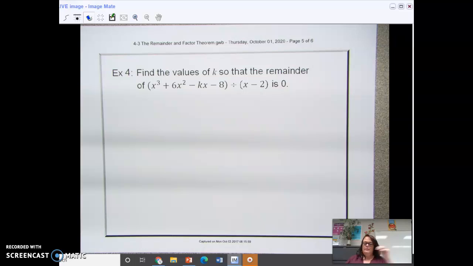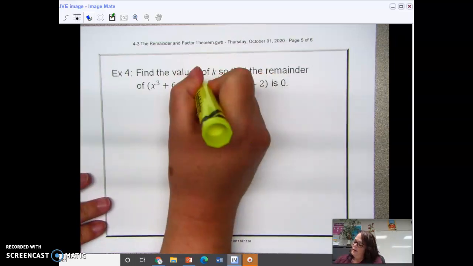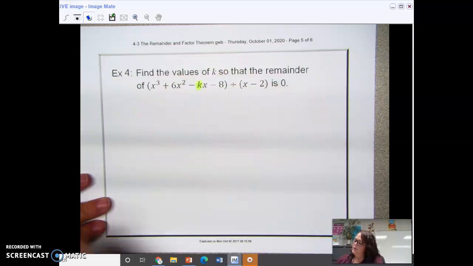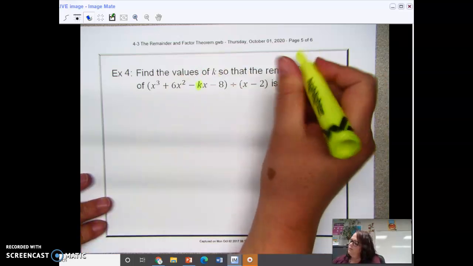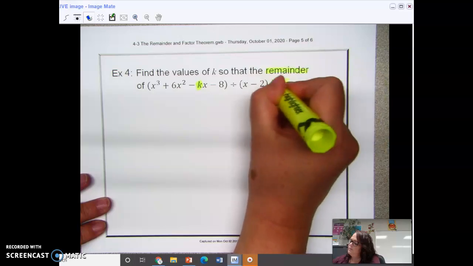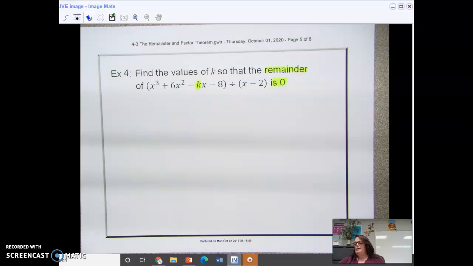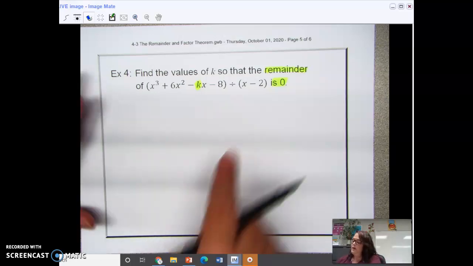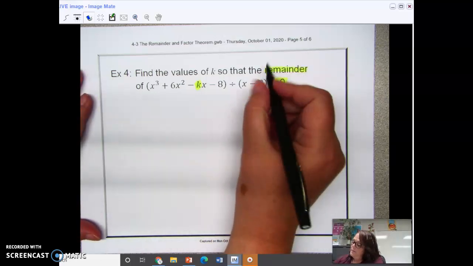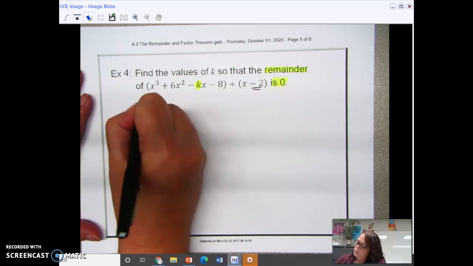And so this one is a little bit different. So this one is saying, what if I want to figure out a k value here so that when I'm done, my remainder is 0? So I don't know what this term is. I want to determine it, right? So we're going to divide just like we have been. So the opposite of -2 is +2.